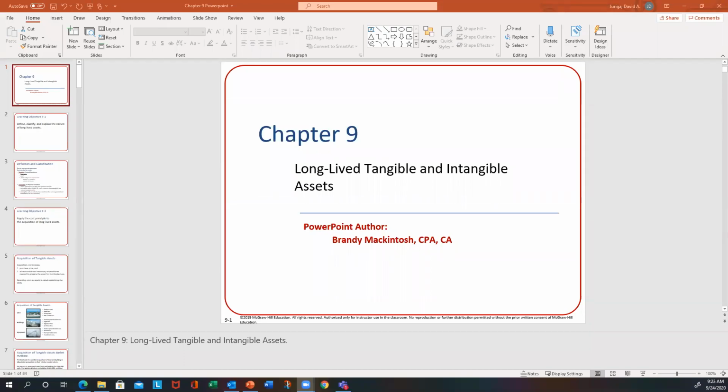Okay, so let's take a look at Chapter 9. Chapter 9 is going to be looking at part of the balance sheet that deals with long-lived tangible and intangible assets. So the first part of this lecture video, we're going to talk about all the aspects related to just acquiring the tangible assets.